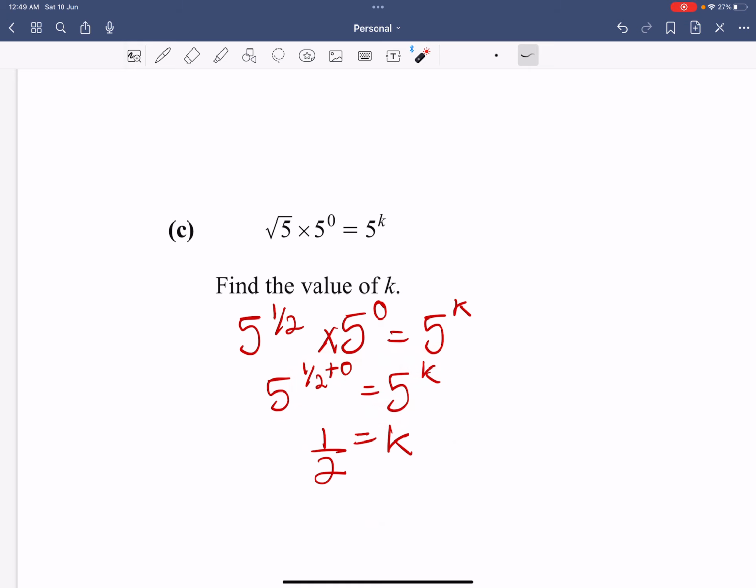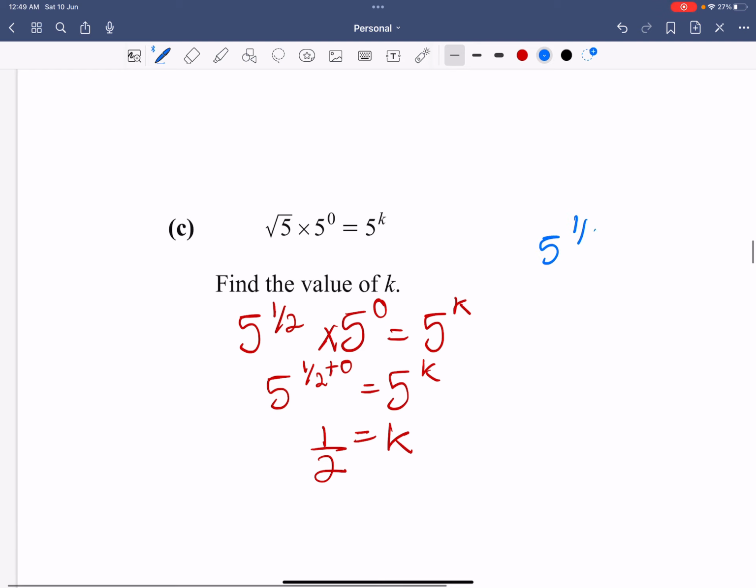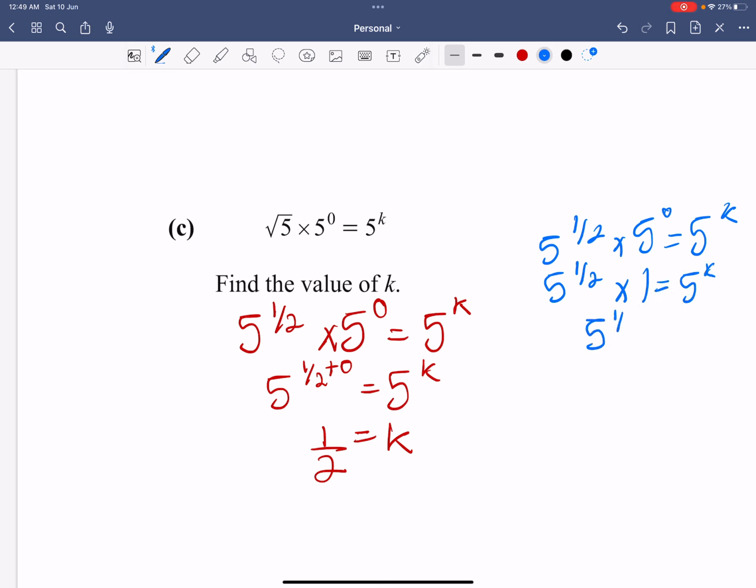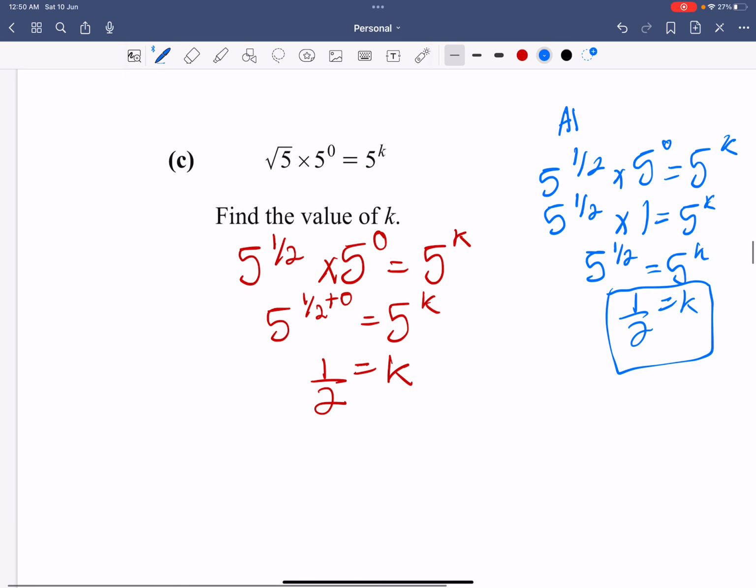Another approach I could have taken is to write 5 to the power of half times 5 to the power of 0 is equal to 5 to the power of k. Since anything raised to the power of 0 is 1, and anything multiplied by 1 is the number itself, I could have equated it and got the value of k. So this would be our alternative approach.